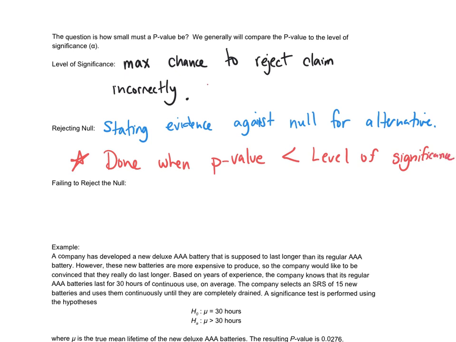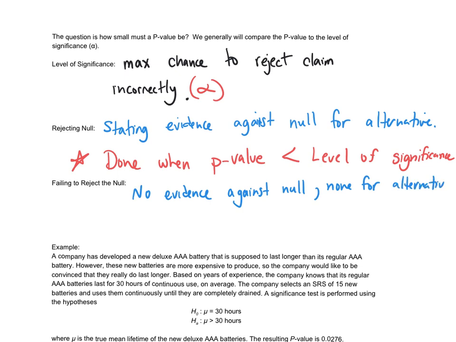So again, level of significance is denoted by alpha. If our p-value is smaller than that level of significance, then we will reject the null. The other option is to fail to reject the null. Failing to reject the null means there is no evidence, or not enough evidence, against the null. If there's not evidence against the null, there's none for the alternative. So it's basically inconclusive.